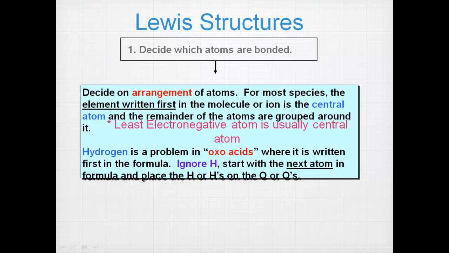Hydrogen is a problem in oxoacids, where it is written first in the formula. However, we ignore hydrogen, start with the next atom in the formula, and place the H or H's on the O or O's. So when you have something like sulfuric acid, this H is not the central. Each hydrogen can only have one bond. So this would be your central, and then your hydrogens would be based off of 2 of the O's.